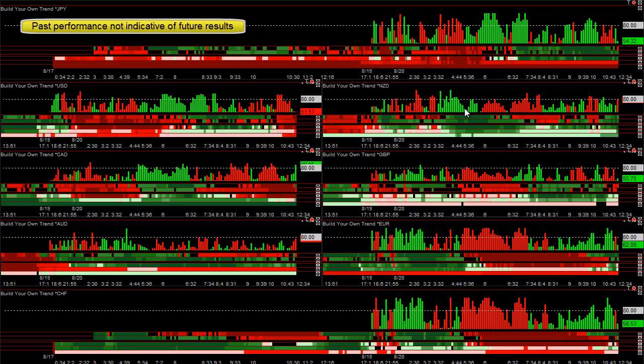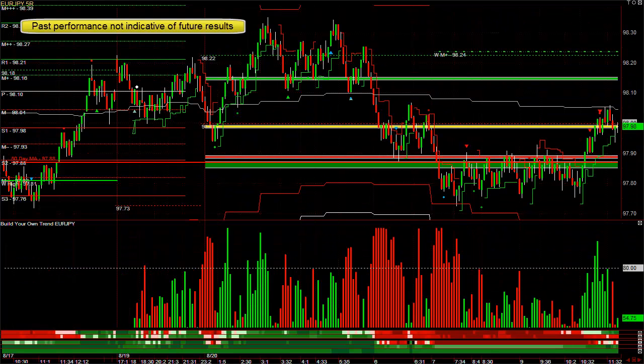But the point of using the currency meter is simply to identify the best ones to be in. The yen, very strong today. The euro was extremely weak from 5:30 to about 7:30. So that's a good one to be looking to sell. Weak euro, strong yen, and you want to sell this.